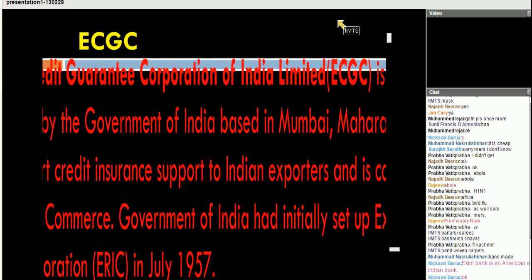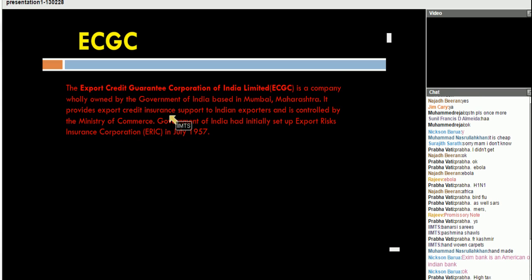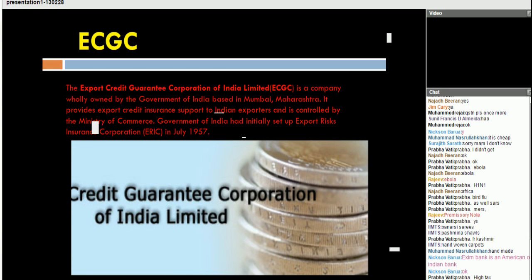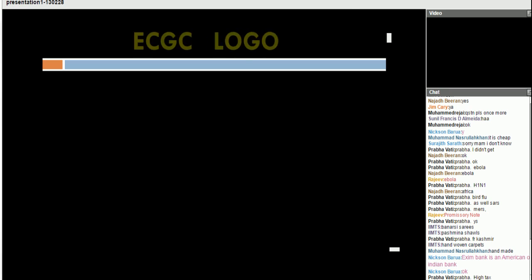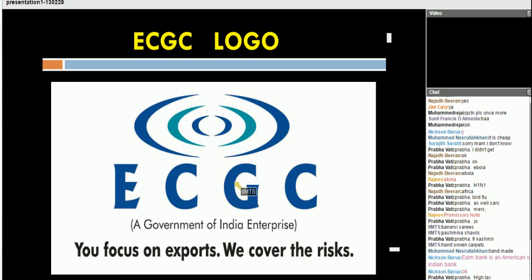So ECGC is a company wholly owned by the Government of India, based in Mumbai. It provides export credit insurance support to Indian exporters and is controlled by the Ministry of Commerce. Okay, it is for the insurance coverage. Yes, Prabha, that is why imported goods become costly at times. This is the logo of that firm. We focus on exports, we cover the risk. That is their slogan.